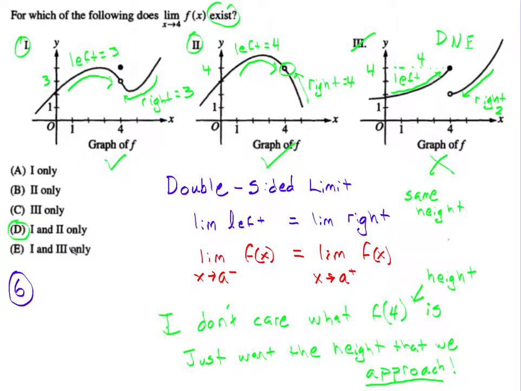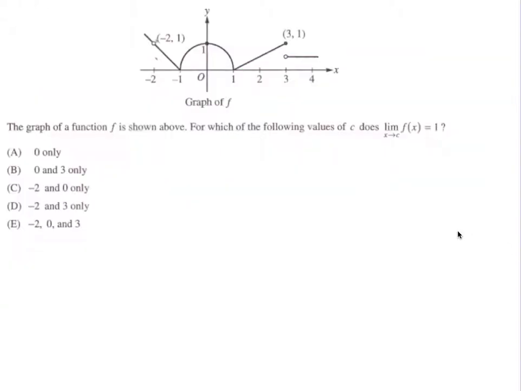All right, let's go on to problem number 7. All right, we have a graph. We're looking for what x values c can be such that the double-sided limit approaches the height of 1. So again, double-sided limit, what do you know? The double-sided limit, we need to know if the left limit equals the right limit.